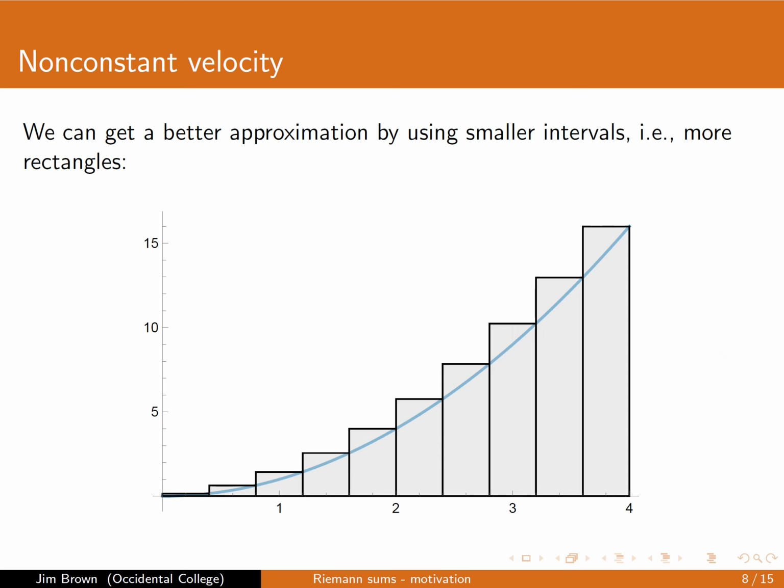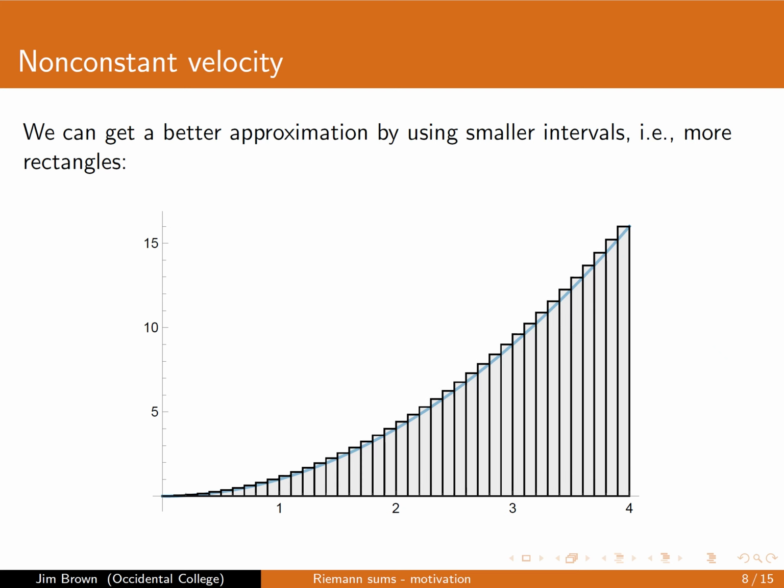So here we use 10 rectangles, and now we can see it's an even better approximation than before. Even though the velocity isn't equal to what we're approximating it with on any of these subintervals, they're getting to be better approximations. So here we have 40 rectangles, and we can see each of these little step functions is much closer to the velocity than the first one we did.